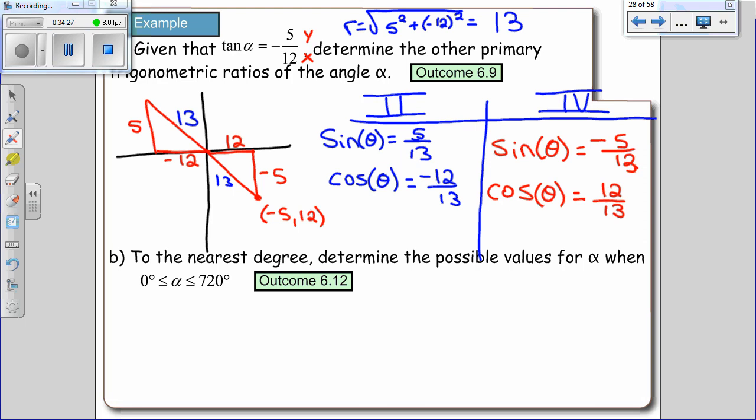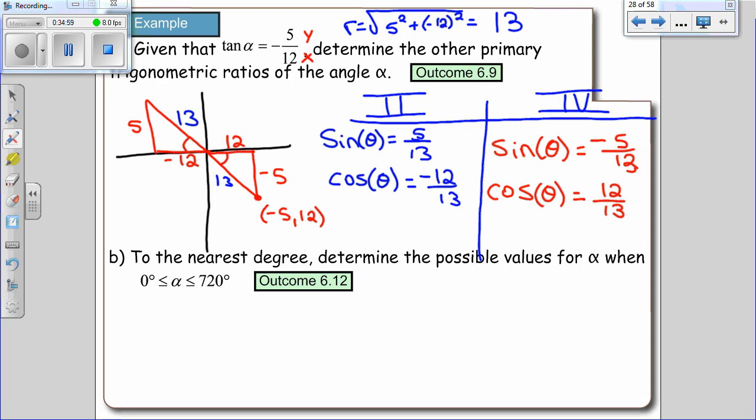All right. Question B. So alpha is this little guy in here. Alpha is the reference angle. And that reference angle would be the same thing for those two. It's just the triangle flipped into a different quadrant. To the nearest degree, determine the possible values for alpha.